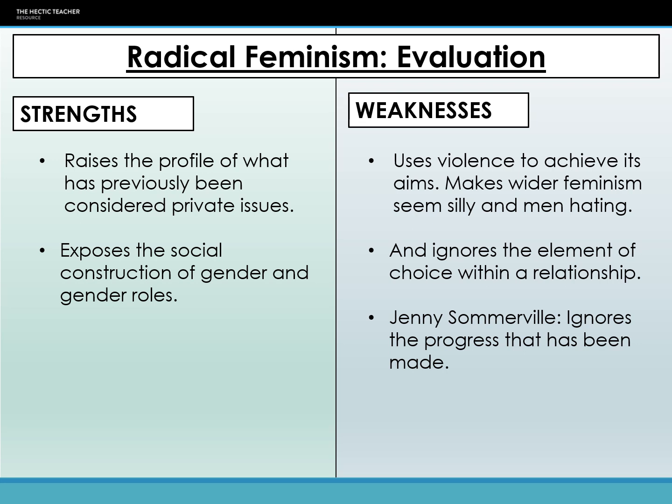Jenny Somerville, who is another feminist, does argue that the radical feminists ignore all the progress that's been made. Because it's not been revolutionary and fast-paced, it's been gradual and slow, they dismiss the progress that has been made.